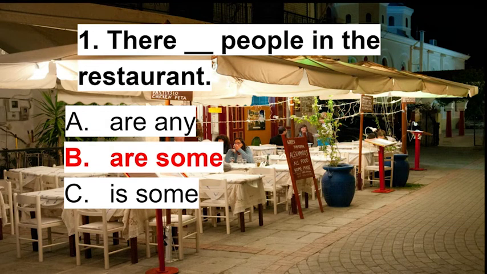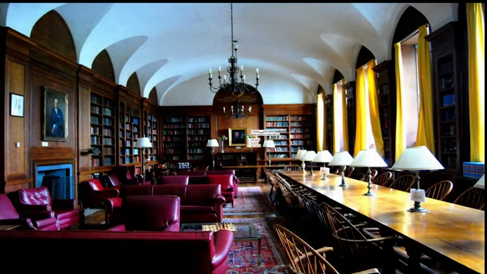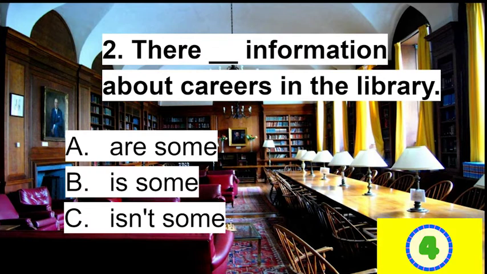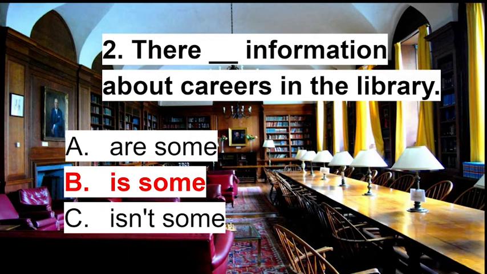All right. If you got your answer right, which is are some, there are some people in the restaurant. Good job. Second, there blank information about careers in the library. A. Are some? B. Is some? C. Isn't some? 5 seconds. All right. The correct answer is B. Is some. There is some information about careers in the library.